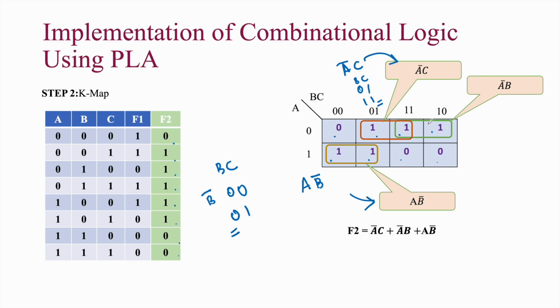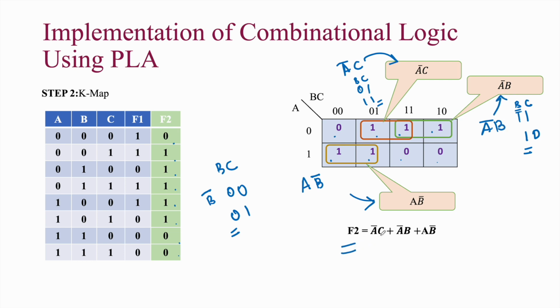When we look into the third group, A is common, so it is 0, therefore A bar. When we look column wise, it is 1, 1 and 1, 0, which is nothing but B. So both are 1, therefore we write B, A bar B. So we have written A bar B.